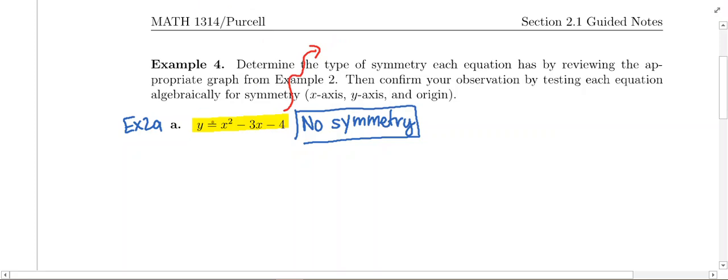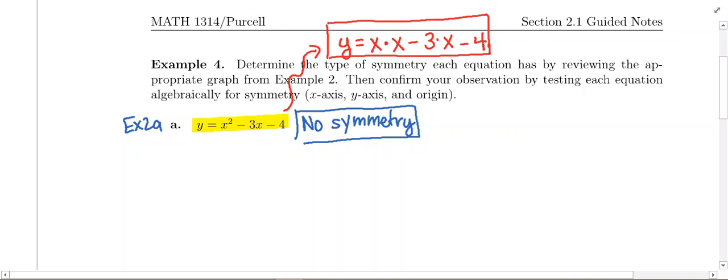When you look at this, I see an x squared. That's a power, and I'm going to rewrite that. I'm going to rewrite this equation as y equals, instead of x squared, x times x, because that is what x squared is, and then minus 3 times x minus 4. All I'm doing is rewriting this so that the exponents are not apparent. Instead of x squared, I want x times x. If I had an x cubed, I want you to write it as x times x times x.